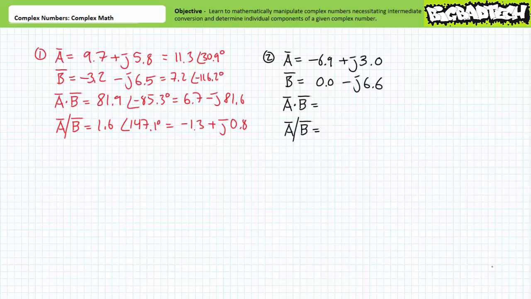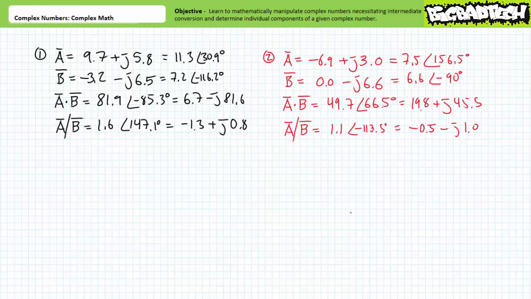When we divide A by B, it yields 1.6 at an angle of 147.1 degrees. Converting this result to rectangular, it yields negative 1.3 plus j0.8. For our second example problem, A expressed using polar format is 7.5 at an angle of 156.5 degrees. B expressed using polar format is 6.6 at an angle of negative 90. Note this is all imaginary in the negative direction.